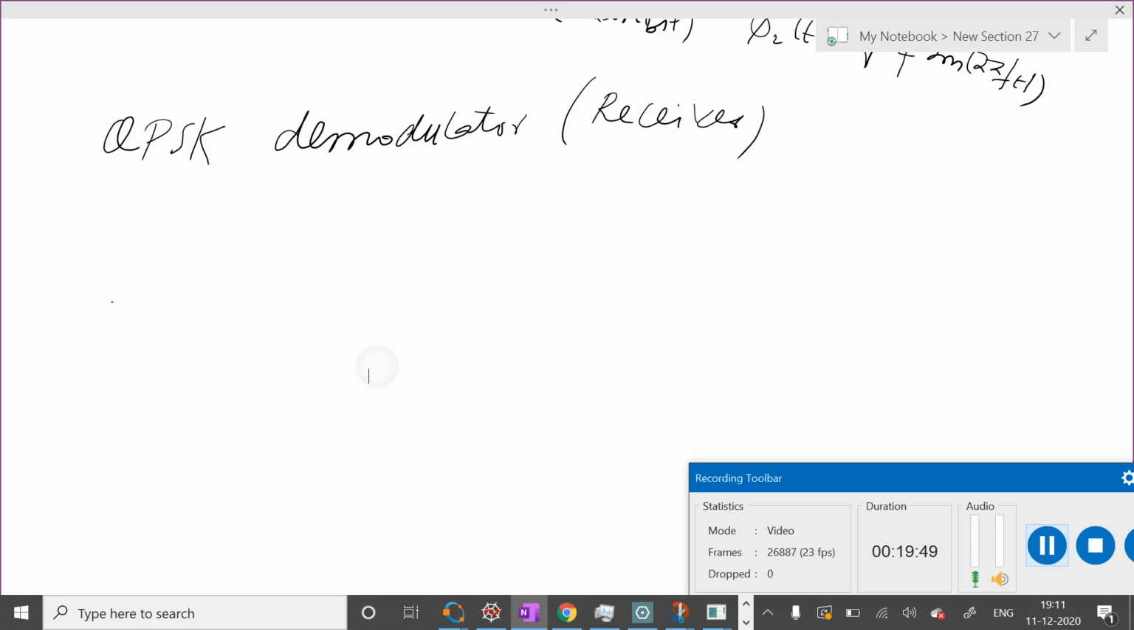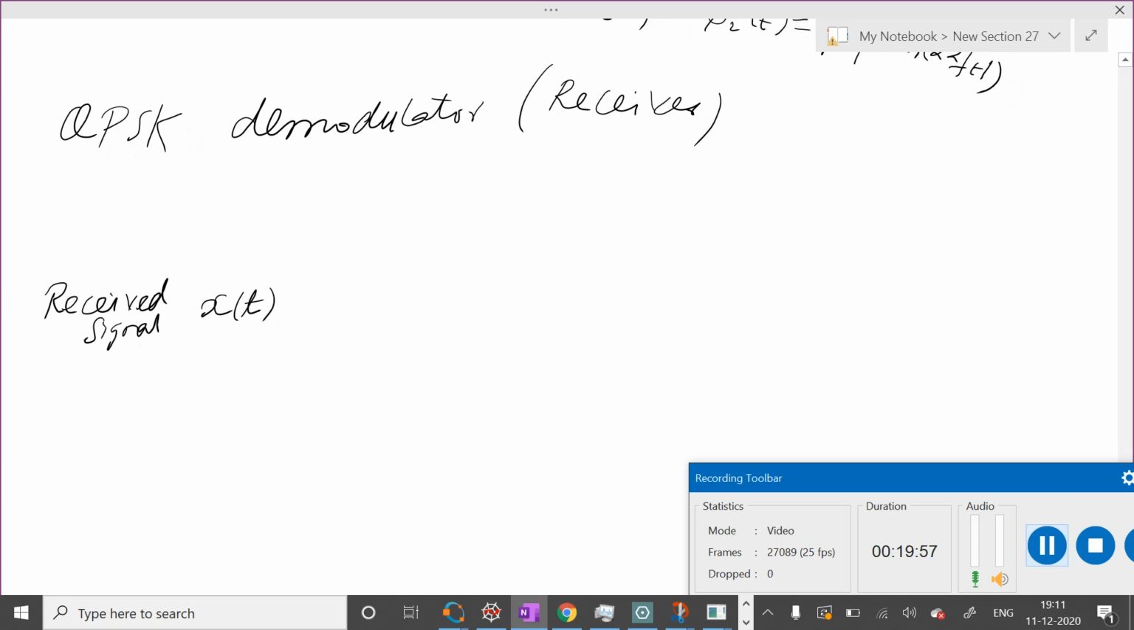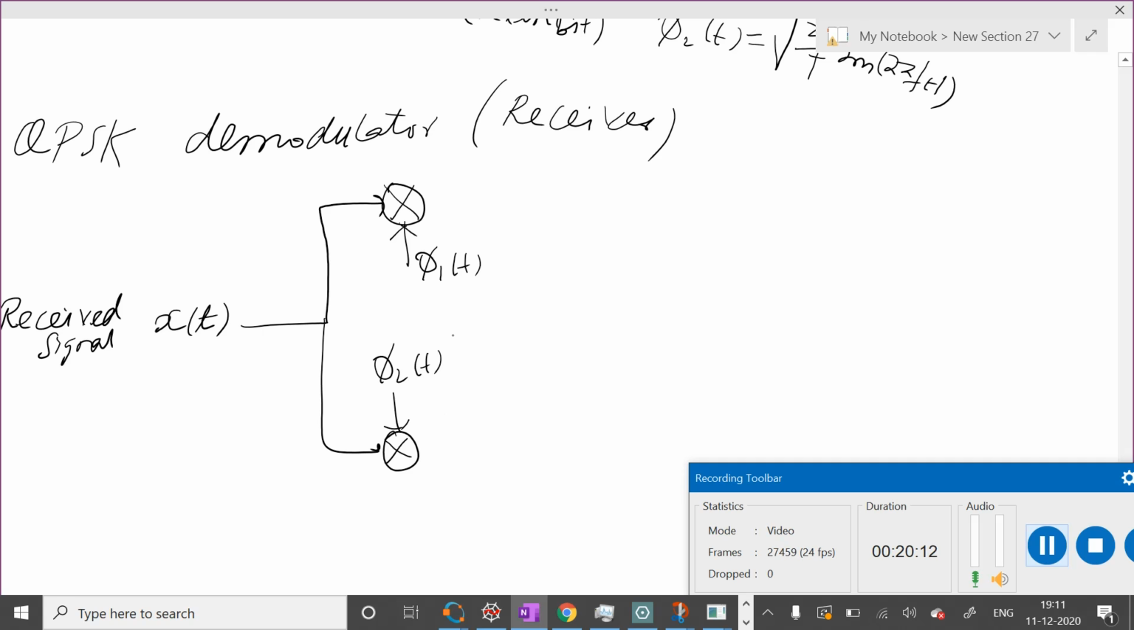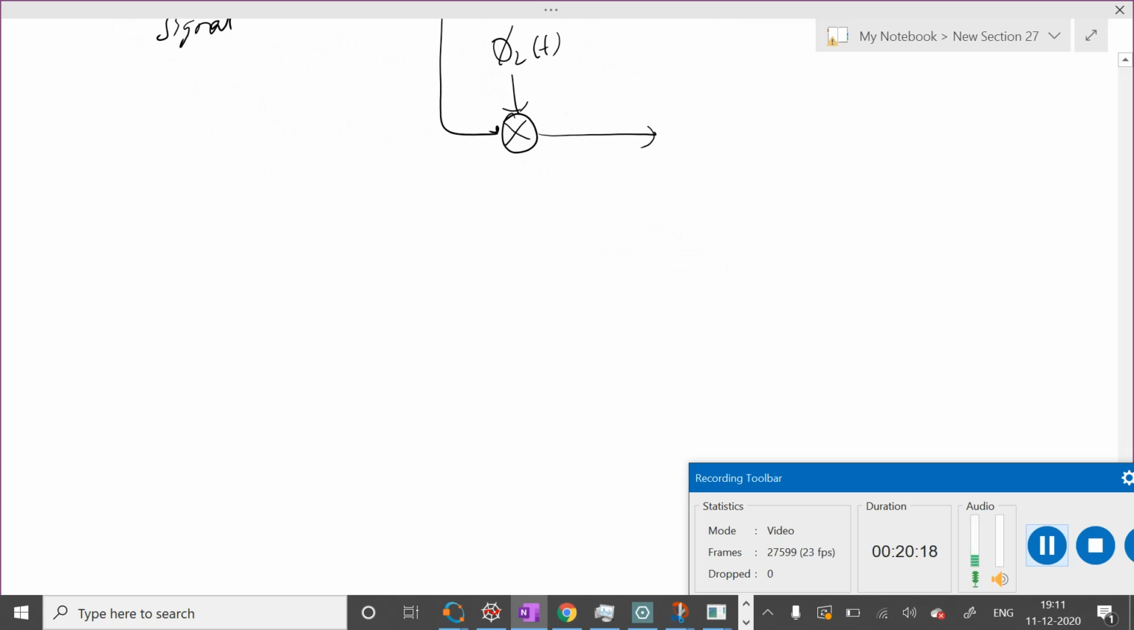Now see, let the received signal which you receive from the receiver antenna be represented by x of t. Okay, so now what we will do, we will multiply this x of t separately. First we will multiply it with phi 1 of t, then we will multiply it with phi 2 of t. Let me now explain first what happens with multiplication.